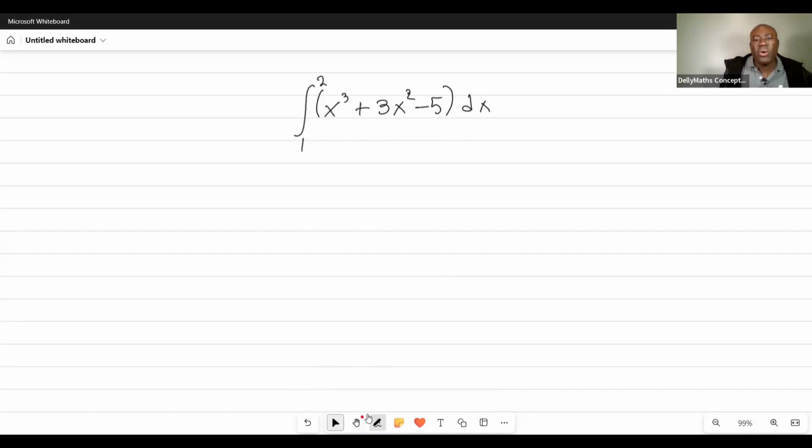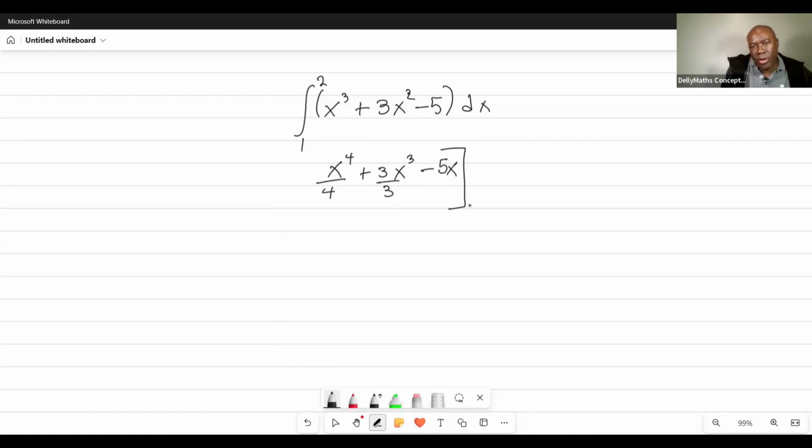So in taking the integral, what we really do is we add 1 to the power. So this is going to be x to the fourth, then divide by the new power over 4, plus, this is 3. So we're going to have x to the third. We're adding 1 to that power, then divide by that new power, minus, when we take the integral of 5, it's going to give us 5x. And then this, we're actually moving from 1 to 2.